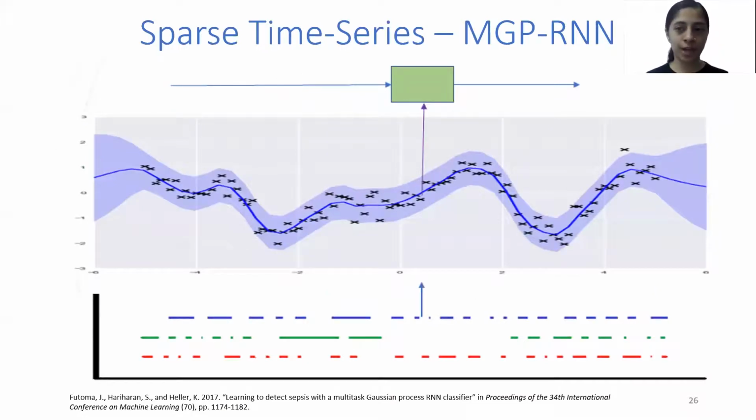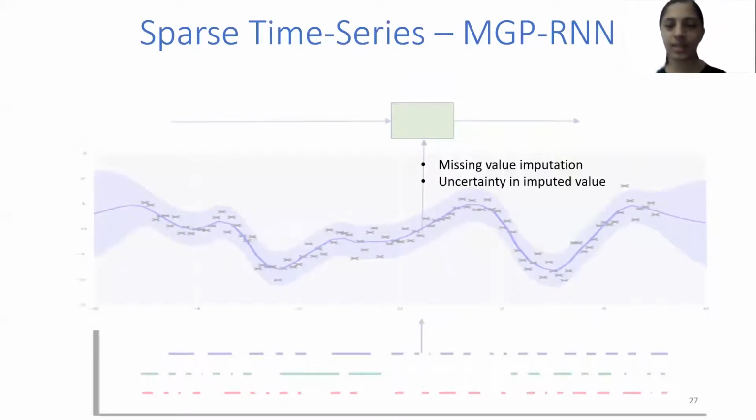So what does MGP-RNN do? It takes the sparse time series, that is the laboratory readings or the vitals measured by doctors, and runs it through the multitask Gaussian process, takes the posterior of the MGP at the time that we're interested in, that is at every hour, and gives it to the RNN that I mentioned, which runs for all the 24 hours. What is the benefit of using this? As I mentioned, MGP-RNN provides a principled approach to handling missing values and considers the uncertainty in the imputed values as well.